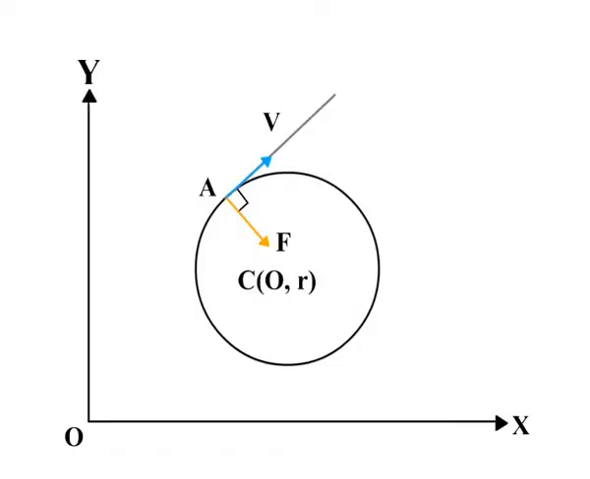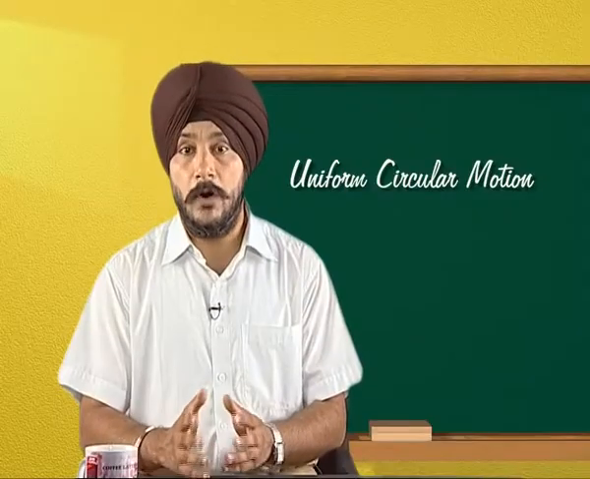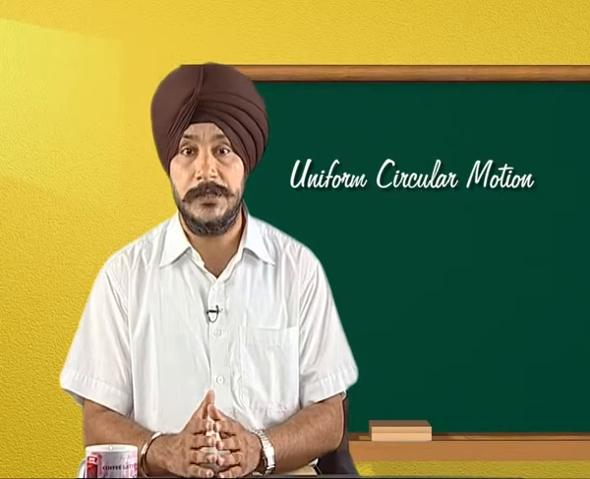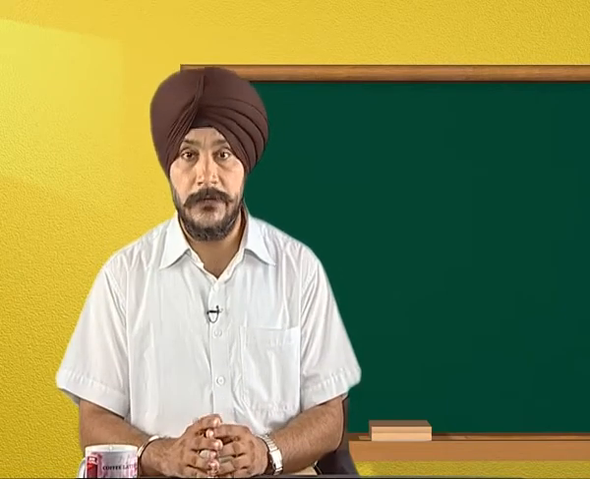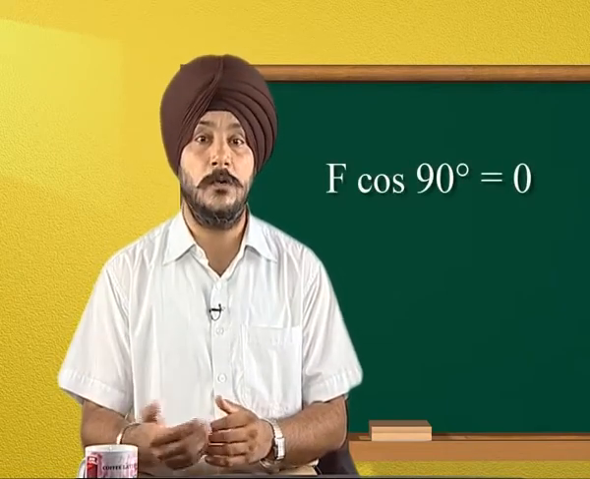We know that force acting in the direction of motion changes only the magnitude of velocity. A change in the direction of motion, therefore, requires that velocity of the particle and force acting on it should be at an angle. However, such a force at an angle with the direction of motion would have a component along the direction of velocity as well, and that would change the magnitude of the motion. In order that there is no change in the magnitude of velocity, the force should have zero component along the direction of velocity. In other words, F cos 90 degree is equal to zero.